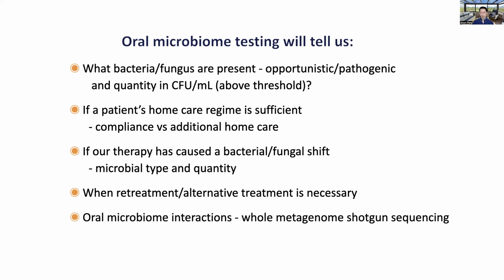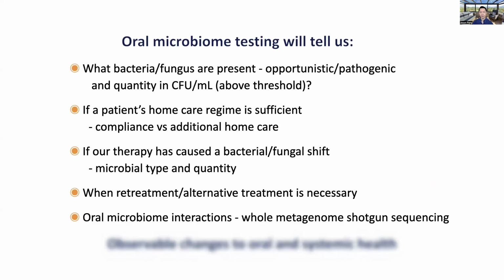And the new testing that Nutripath is coming up with is whole genome, whole metagenome shotgun sequencing, which allows us to look at the bacterial community as a whole, how they function and how they interact with the body, as opposed to looking at individual bacteria, which is helpful but doesn't give the complete picture. And hopefully we can look at some of these changes, but we definitely can see the changes to the patient's mouth and to the patient's overall health.